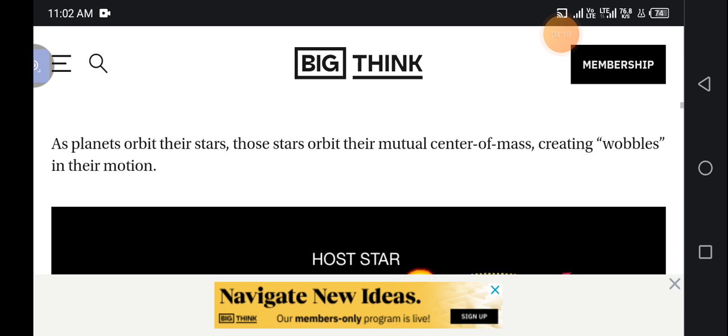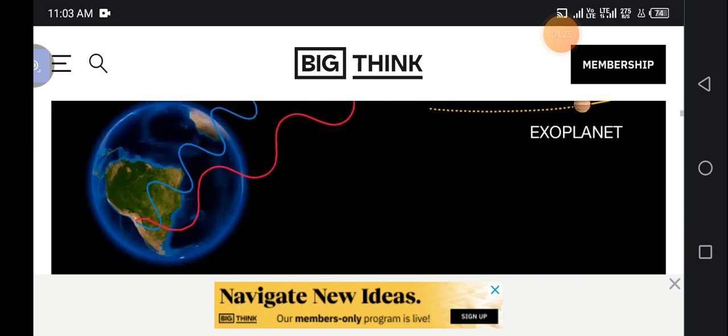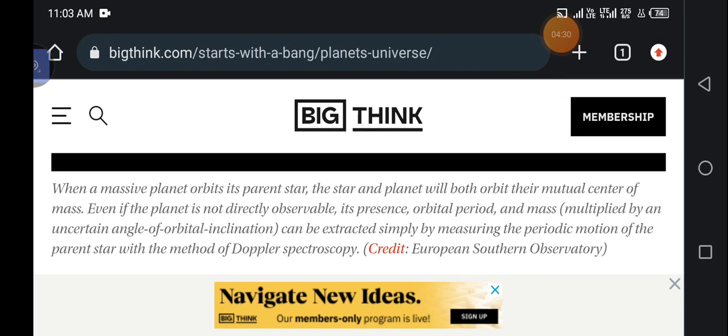As planets orbit their stars, those stars orbit their mutual center of mass, creating wobbles in their motion. When a massive planet orbits its parent star, the star and the planet will both orbit their mutual center of mass. Even if the planet is not directly observable, its orbital period and mass, up to an uncertain angle of orbital inclination, can be determined simply by measuring the periodic motion of the parent star with the method of Doppler spectroscopy.